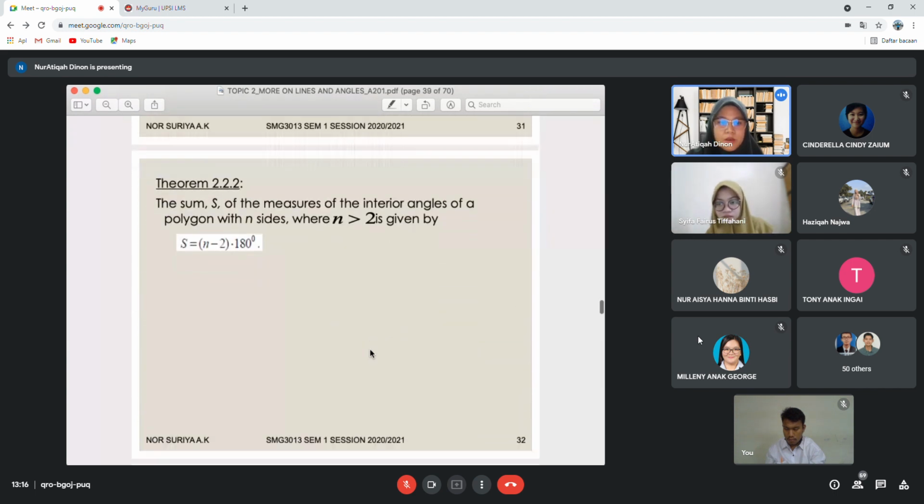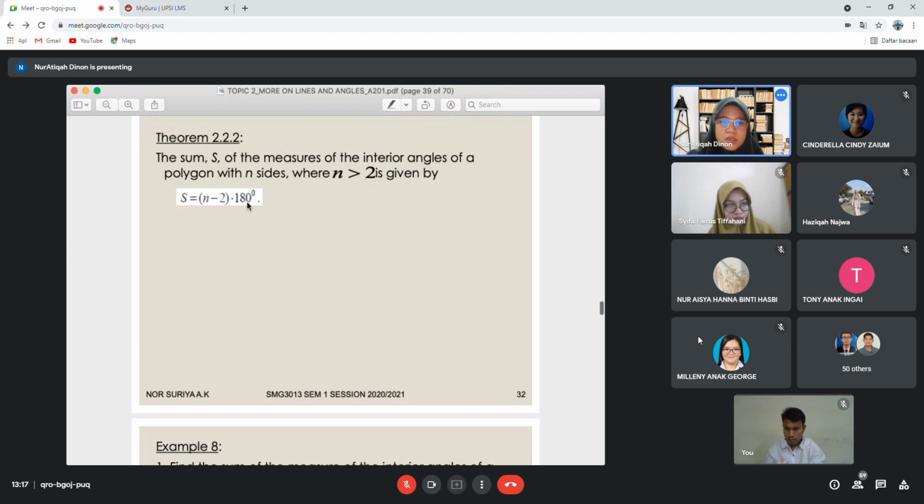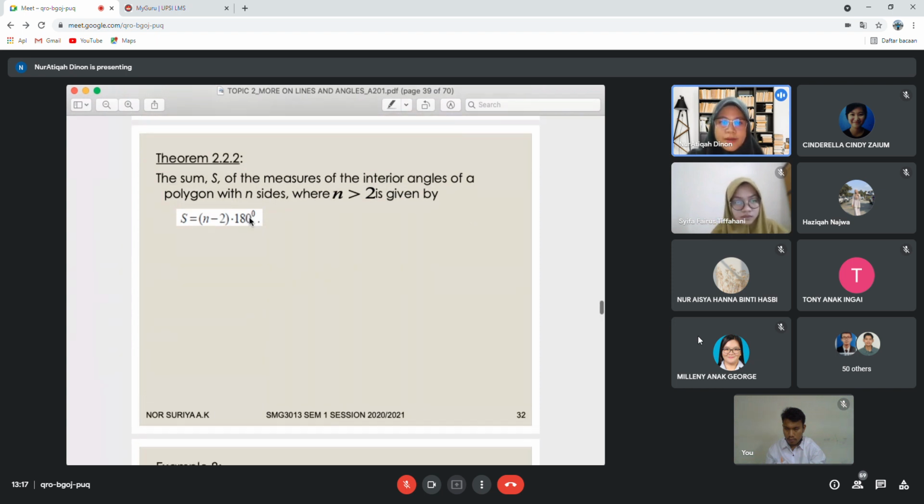Okay, let's go through the next theorem. The sum S of the measures of the interior angles of a polygon with n sides, where n is more than 2, is given by this equation. So for example, you know that the summation of the interior angles of a triangle is always 180. So the number of sides is more than 2, which is 3. So we can plug in 3 over here, and then 3 minus 2 equals 1 times 180. So we got S here equals 180.